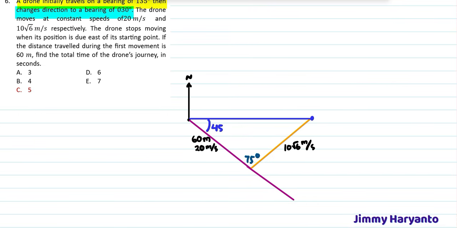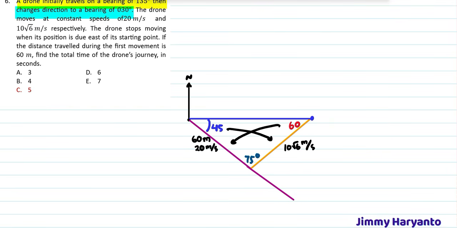Okay, now the triangle is not done yet. We still have to find this one. So 180 minus 75 minus 45 equals 60. So this one is 60. I think I can use the sine rule to find the length of the orange line.